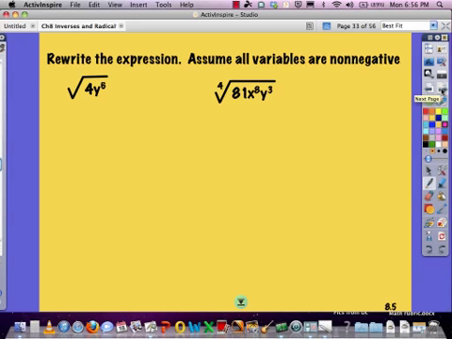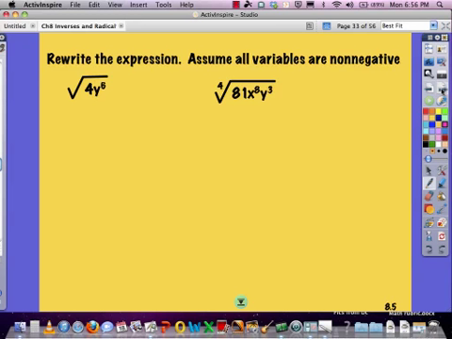Next, we want to rewrite the expressions and simplify them if possible. And again, assume all our variables are non-negative. So yes, I could take out a negative or take out a variable, and it's going to come out as a positive number. So we're doing square roots on the left and 4th roots on the right. Let's start with the square roots as sort of our warm-up.